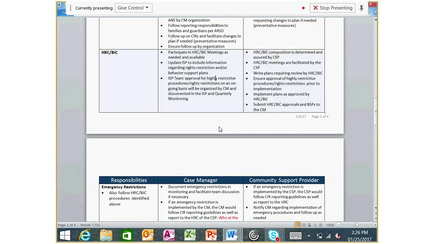ISP team approval for highly restrictive procedures and rights restrictions on an ongoing basis will be organized by the case manager and documented in the ISP and in quarterly monitoring. So this is different than the actual Human Rights Committee approval. This is the person's ISP team, the people that they might work with on a day-to-day basis, their parent or guardian. So not to be confused with Human Rights Committee approval.